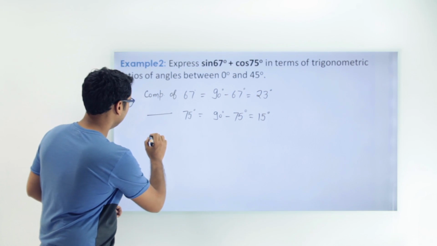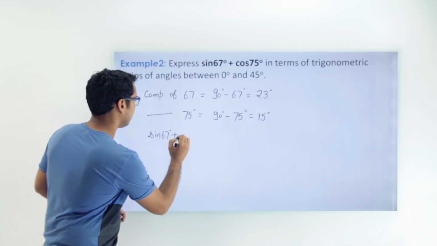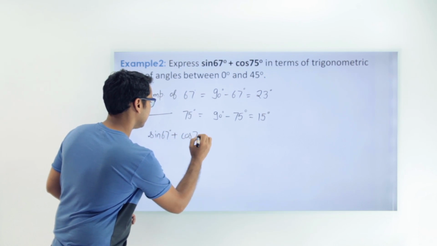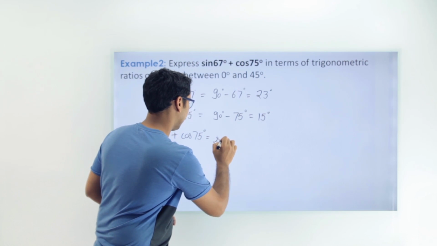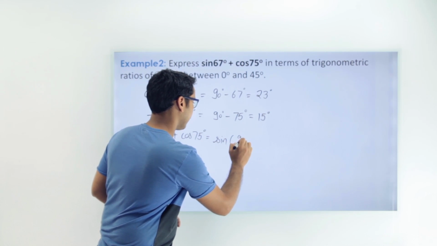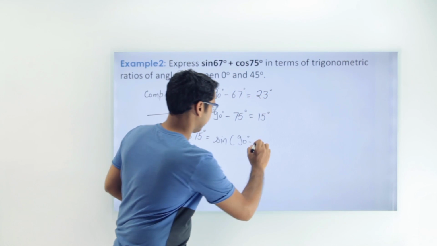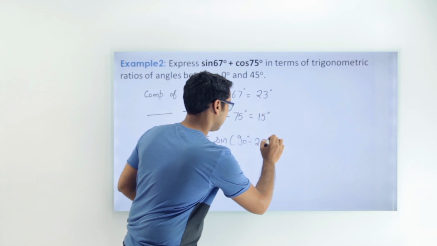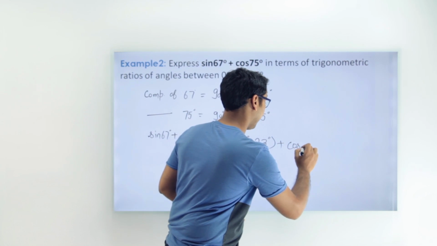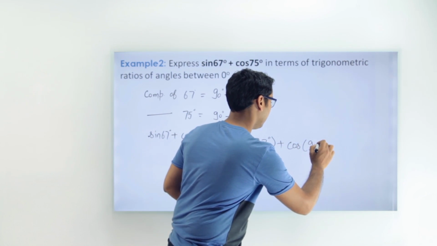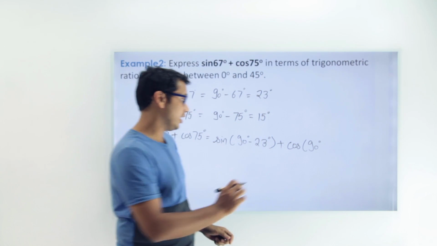We can write sine 67 plus cos 75 in terms of sine of 90 degrees minus this angle 23 degrees, and plus cos of 75 can also be written as cos of 90 minus the complementary of 75, that is 15 degrees.